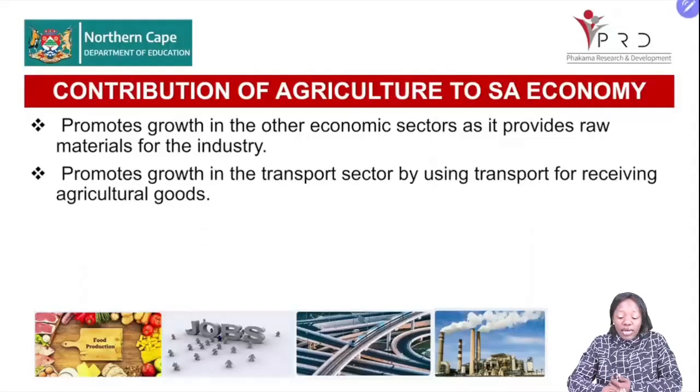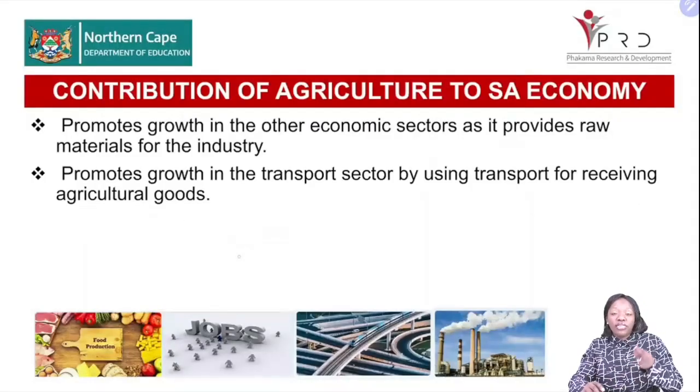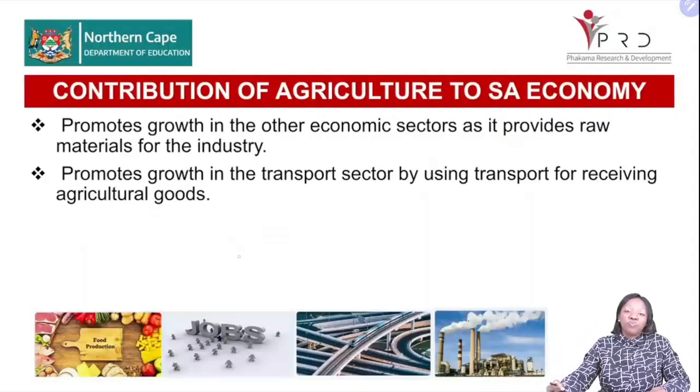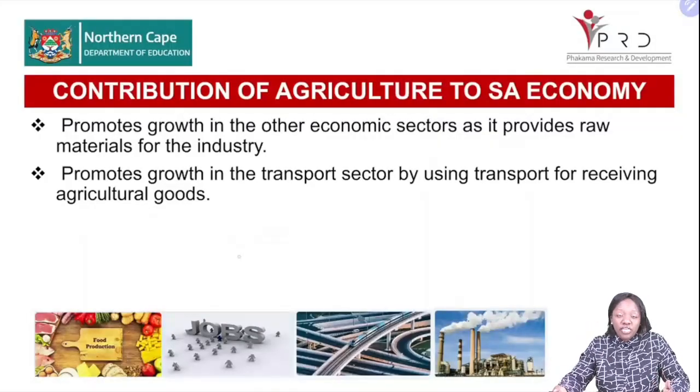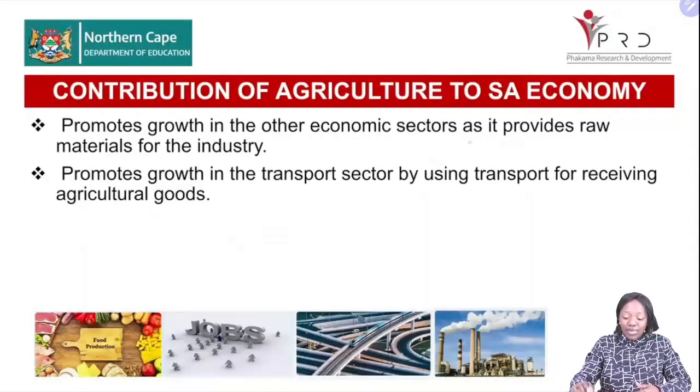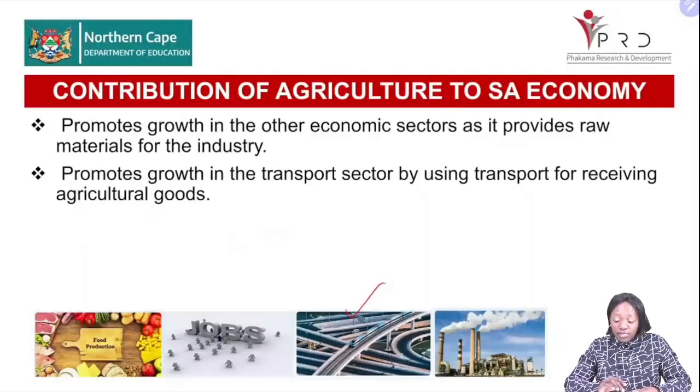Then we're looking at it promotes growth in terms of the transportation sector by using a transport to receive agricultural goods. Remember, as raw as they are, they need to be transported into the secondary sector so that they can be manufactured and turned into a final product. So through the agriculture, it's where there will be a development of the infrastructure.